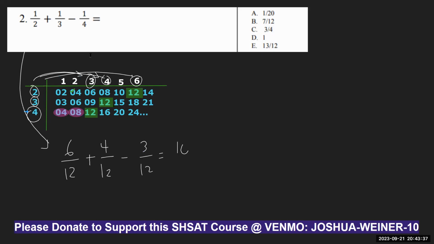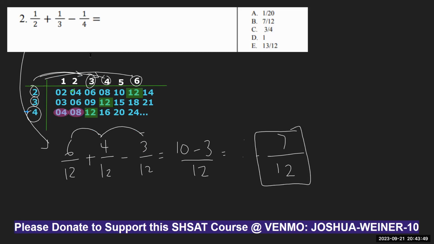Then we have 10 minus 3, all 12ths. Right, 6 plus 4 is 10 minus 3, and the correct answer was 7/12. Any questions on number 2? It was B, 7/12. So bravo if you got question number 2.